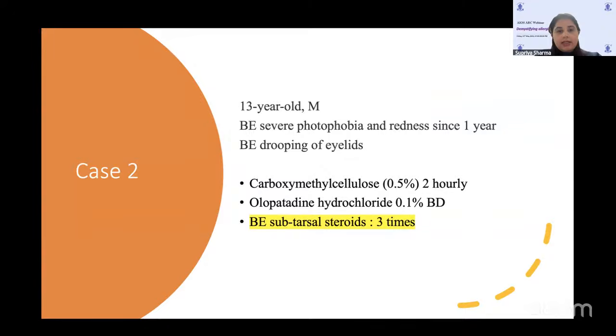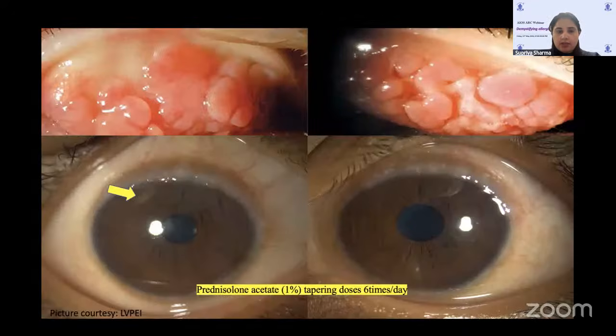The second case was a 13-year-old male who presented with severe photophobia and redness since a year. Again, this patient had drooping of eyelids, and had already undergone 3 subtarsal steroid injections. And this was the clinical picture. He had a typical cobblestone appearance of the upper tarsal conjunctiva with ropey discharge, as we can see here. There was limbal thickening, and the right eye also had some peripheral corneal scarring.